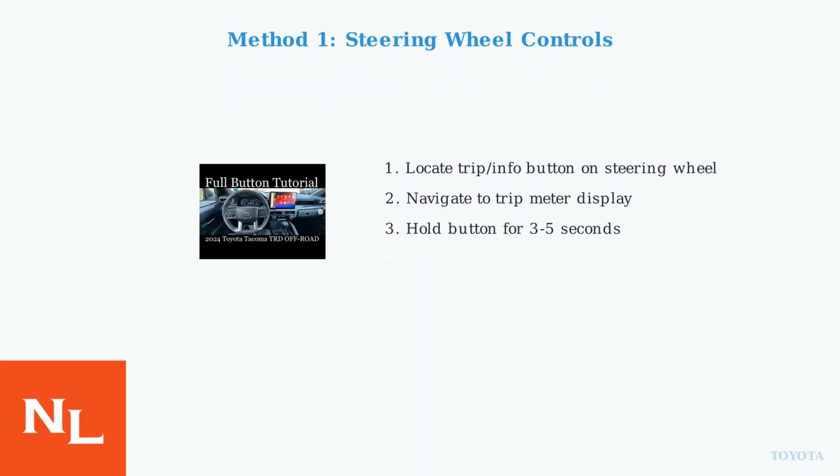First, locate the trip or info button on your steering wheel, typically on the right side. Navigate to your desired trip meter display using the arrow buttons, then press and hold the trip button for 3 to 5 seconds until you see a reset confirmation message.